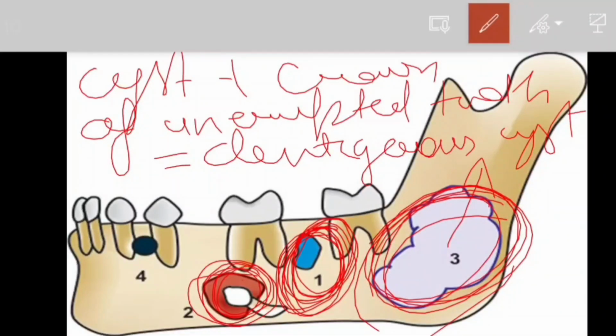Okay. Now finally, look at the number 4. So this lesion is located around the root apical region of the tooth. So what should immediately come to your mind? Yes, that is the radicular cyst. So remember here, the radicular cyst is present at the root and the apical region. Okay.